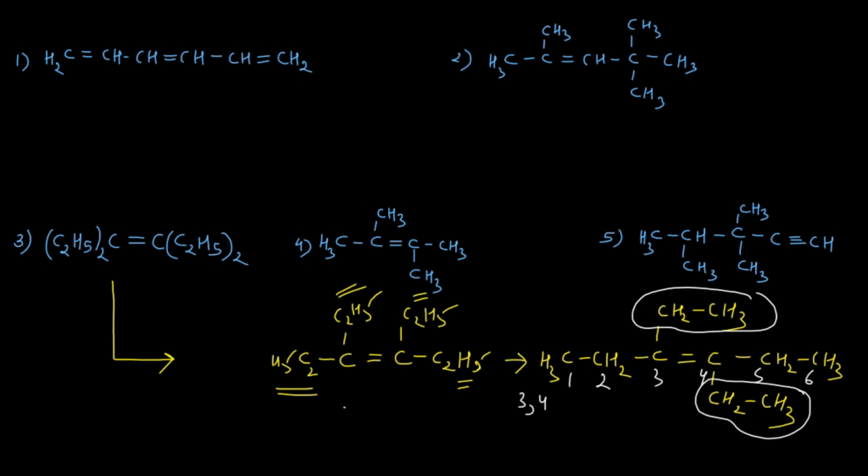3, 4 dash diethyl, no problem. What root? Hex. At position number 3 you are having the double bond. Okay, 3, 4 diethyl hexane, right? Fine, this is quite good now. So this is the correct IUPAC nomenclature of this one. Now moving to the next one.